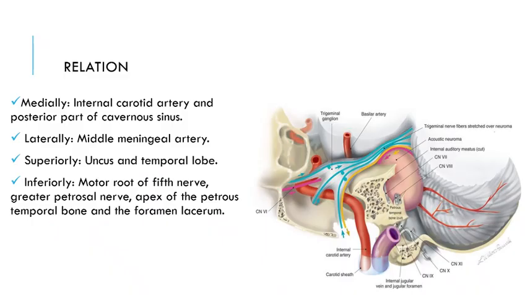Now the relations. Medially, the internal carotid artery and posterior part of the cavernous sinus are present. Laterally, the middle meningeal artery is present. Superiorly, the uncus and temporal lobe, and inferiorly, the motor root of the fifth nerve, greater petrosal nerve, apex of the petrous temporal bone and the foramen lacerum.